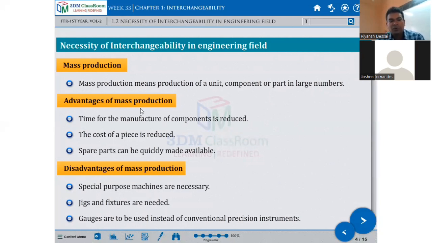An advantage of mass production is that the time to manufacture a component is reduced. Time required is less. The cost of the piece is also reduced. The spare parts are quickly made available.